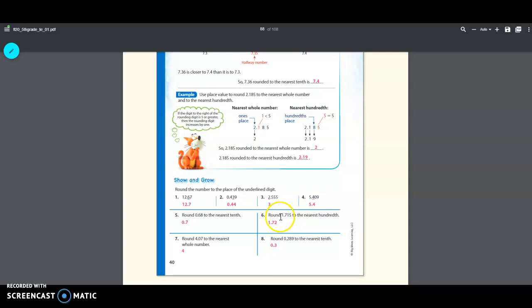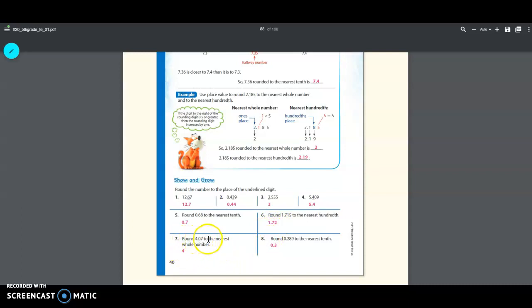1.715, or 1 and 715 thousandths, to the nearest hundredth. That means I'm going to look at the hundredths place. It's a 1. I look to the right. It is 5 or greater. That means this number is going to go up. So it's now going to be 1.72, or 1 and 72 hundredths.